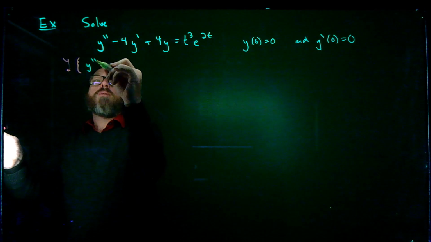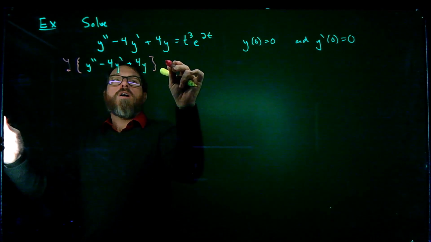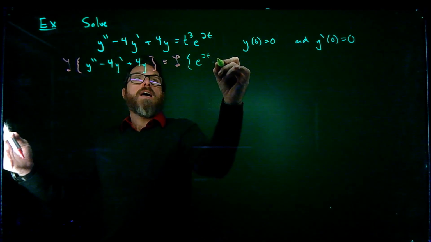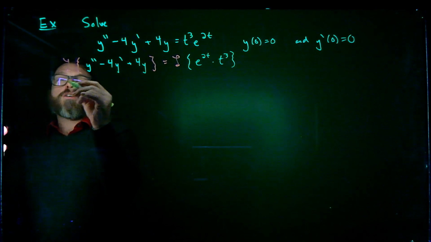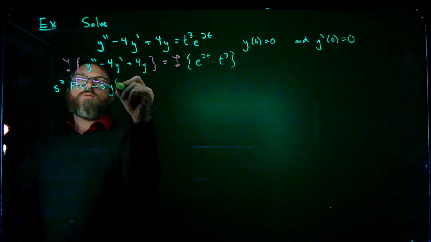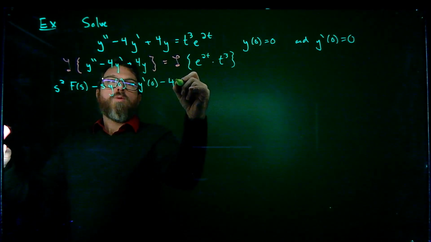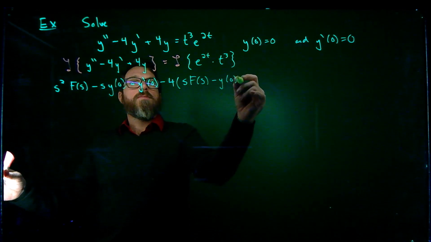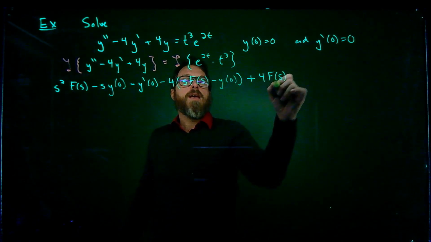So Laplace this y double prime minus 4y prime plus 4y. And then we're also going to have to Laplace this side. I'm going to write this as e to the 2t times t cubed. All right, so when I Laplace this, we know that the Laplace of y double prime is s squared times capital F of s minus s times y of 0 minus y prime of 0. Now, minus 4 times the Laplace of y prime is going to be s capital F of s minus y of 0. And plus the Laplace of y is going to be 4 times capital F of s.